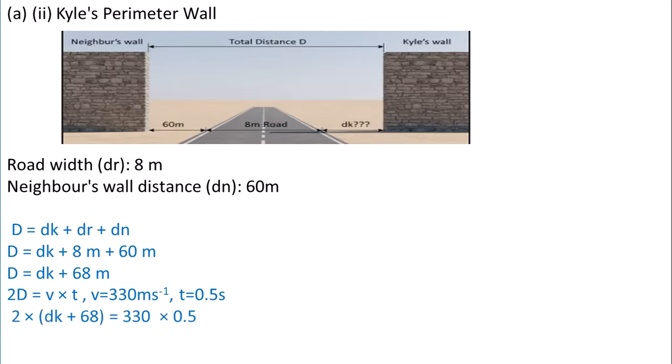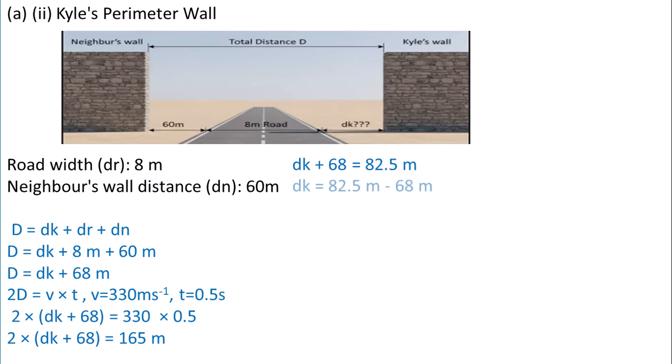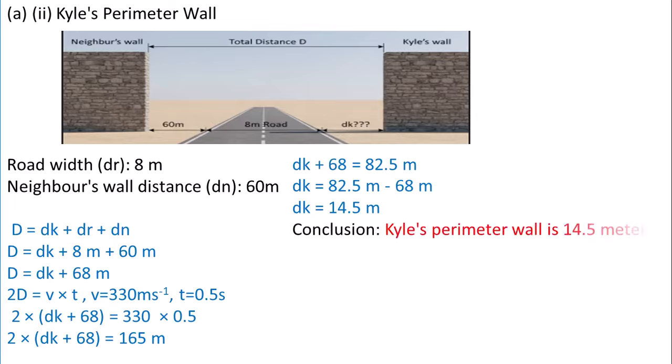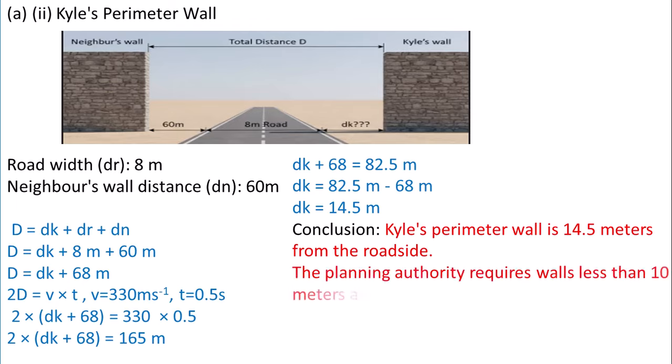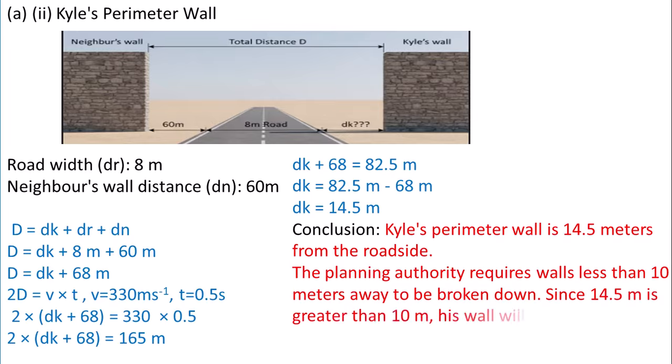2 times (dk plus 68) equals 330 times 0.5. 2 times (dk plus 68) equals 165 meters. dk plus 68 equals 82.5, so dk equals 82.5 minus 68, dk equals 14.5 meters. Conclusion. Kyle's perimeter wall is 14.5 meters from the roadside. The planning authority requires walls less than 10 meters away to be broken down. Since 14.5 meters is greater than 10 meters, his wall will not be broken down.